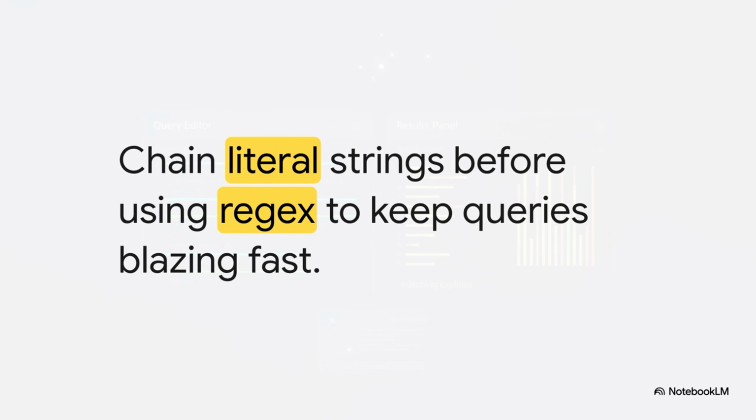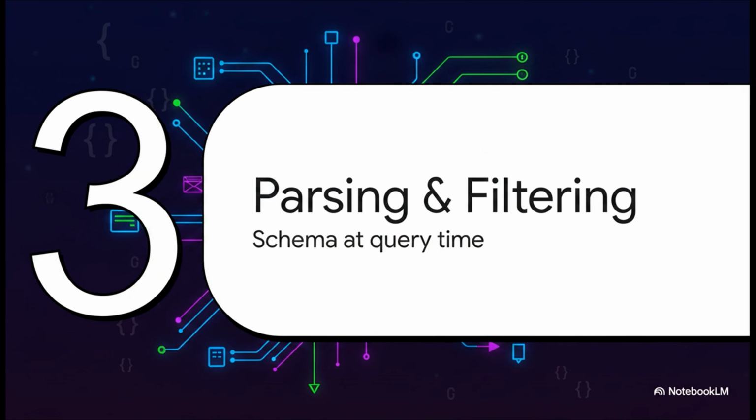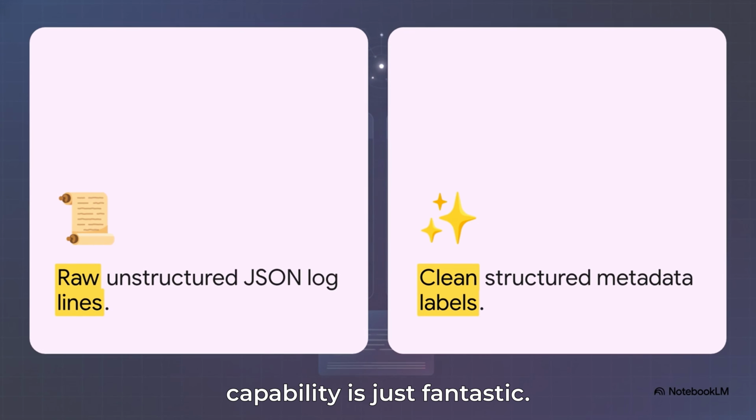All right, part 3, parsing and label filtering. Loki's schema at query capability is just fantastic. By piping your query straight into the JSON parser, you instantly transform raw, unstructured JSON text into clean, usable labels, things like level equals error and duration equals 150.